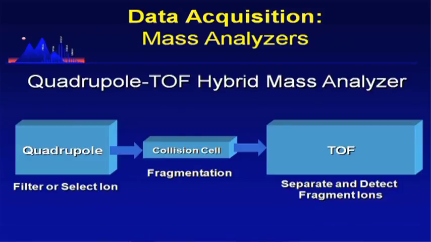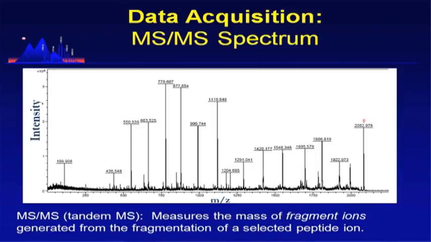So we say, I only want to look at this one peptide. I'm going to send it into this collision cell where I'll add a gas like helium or nitrogen, and the addition of that gas will cause this peptide to fragment. Then all of the fragment ions will travel through the TOF, where we can detect them based on their mass to charge ratio, and we can detect the masses of all the fragment ions. This is an example of what we'd call an MS-MS, or a fragmentation spectrum.